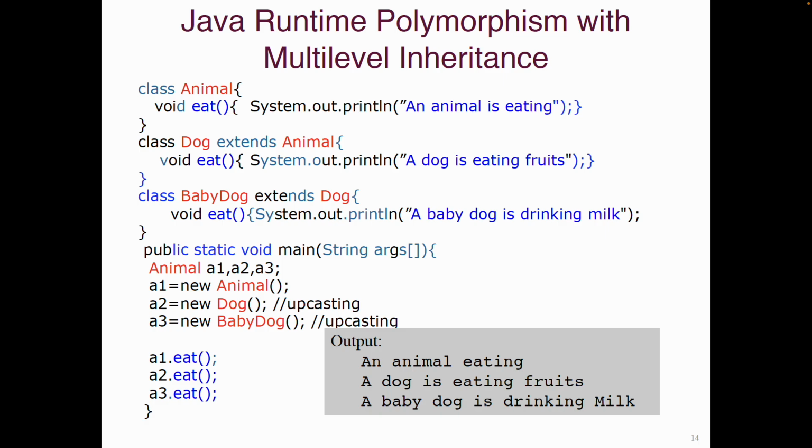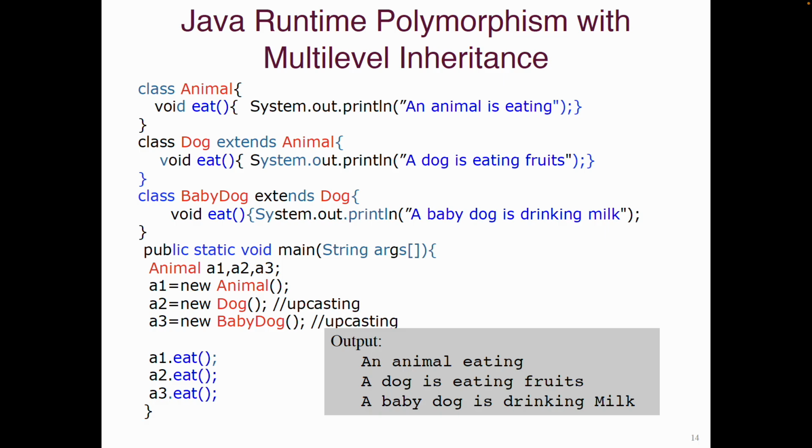That's a good one. It's also a nice quiz question or a final question. An animal is eating, because it's a polymorphic object, so it will return to the animal. It's fruits. So the answer is it will be a dog is eating fruits.